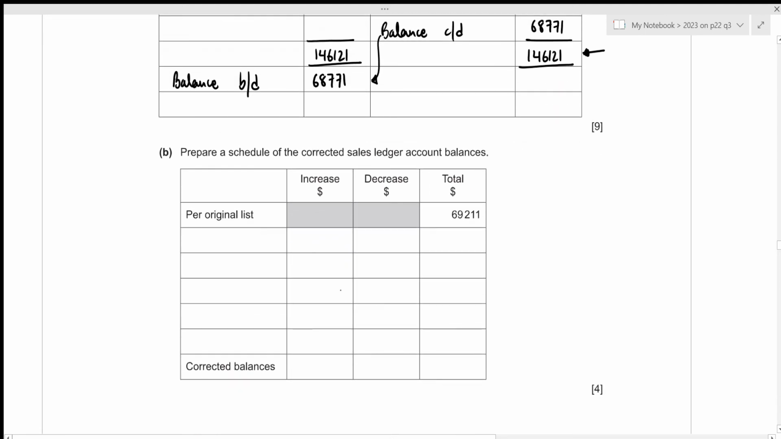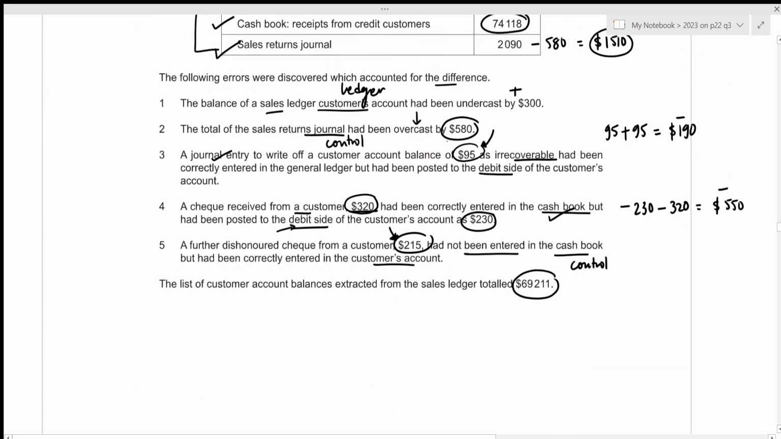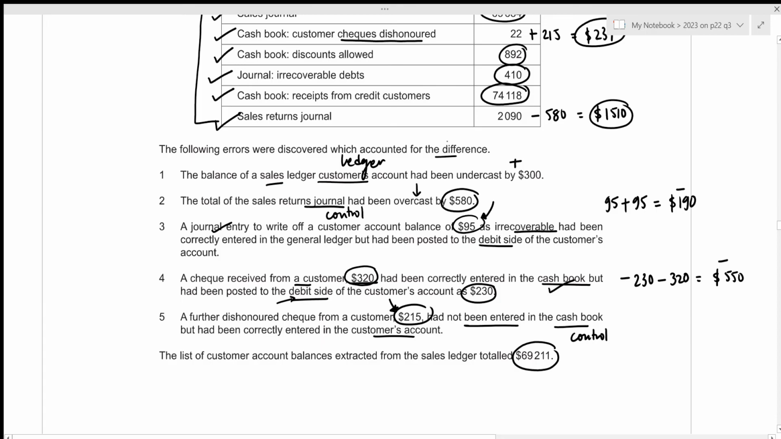Let's move towards the second one. We now need to prepare a schedule of the corrected sales ledger account balances. We have already figured out which errors will have to be rectified within our sales ledger. So that was error 1, then we had error 3 and error 4. So in order to rectify error 1, we just have to add 300. In order to rectify error 3, we just need to subtract 190. In order to rectify error 4, we just need to subtract 550.